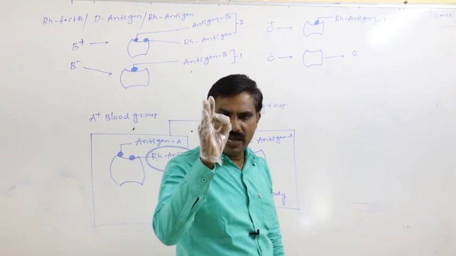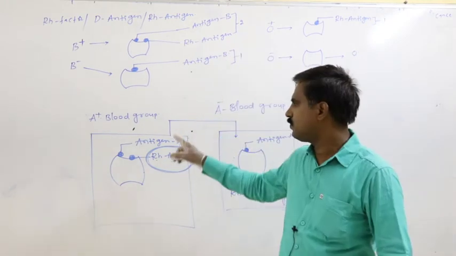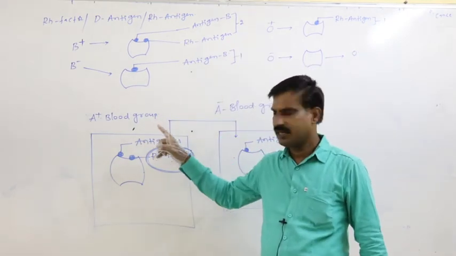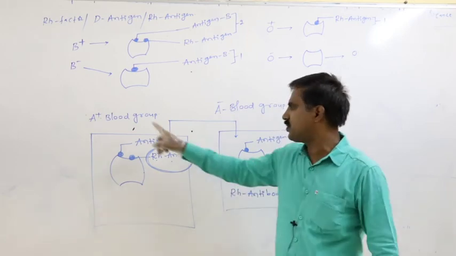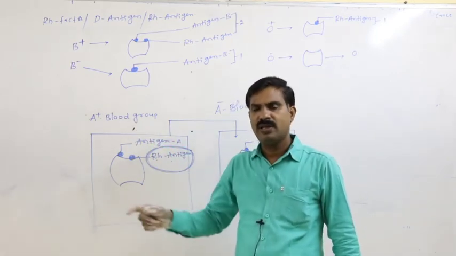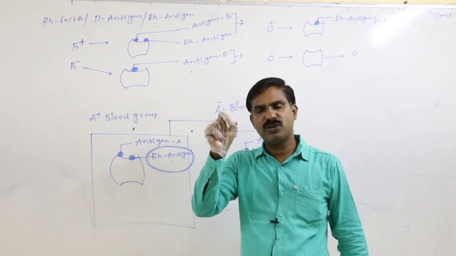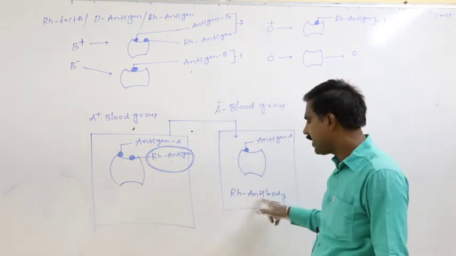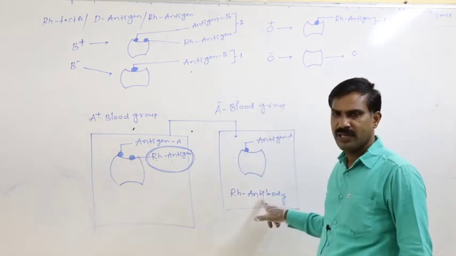Never are Rh antibodies produced in the positive person's body. Always Rh antibodies are produced in the negative person's body.